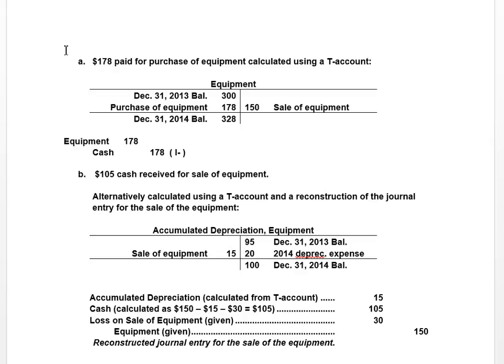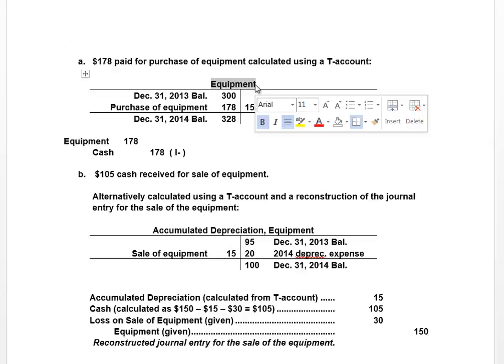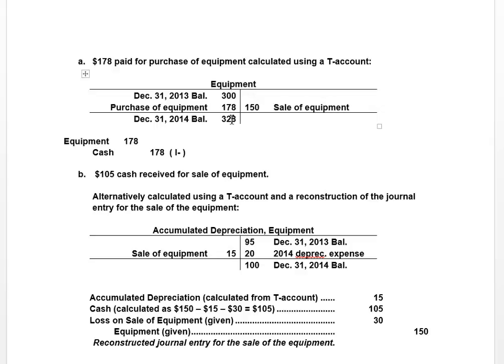Well, in order to figure out what the cash value was that you paid out when you bought the equipment, the first thing to do would be to do an analysis of the equipment account so you know how much you actually bought. So in your equipment account, you can see from the balance sheet, you started with a balance of 300 and you ended with 328. Well, how did that happen? Well, you need to figure out how much equipment you bought and paid for in cash.